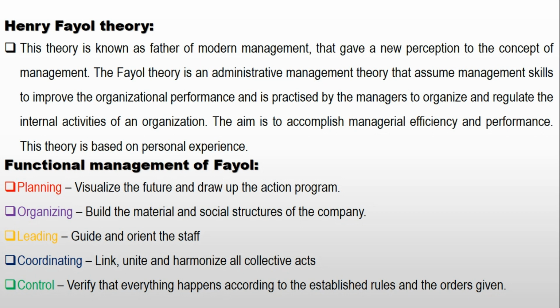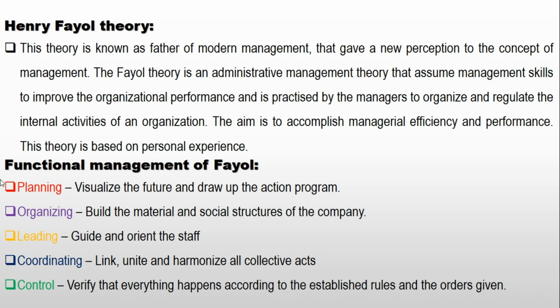Looking at the functional management part, we are talking about planning, organizing, leading, coordinating and control. To plan as a manager, you need to visualize the future and draw up the action program. Organizing, you build the material and social structures of the company. Leading, you are guiding and orienting your employees. Coordinating, you are linking, uniting and harmonizing all collective acts. And the last one, control, you need to verify that everything happens according to the established rules and the orders given.